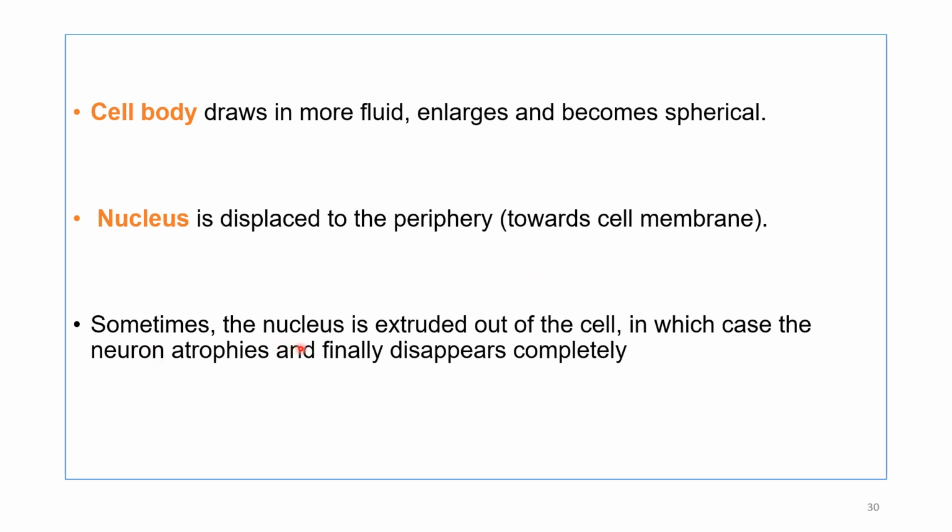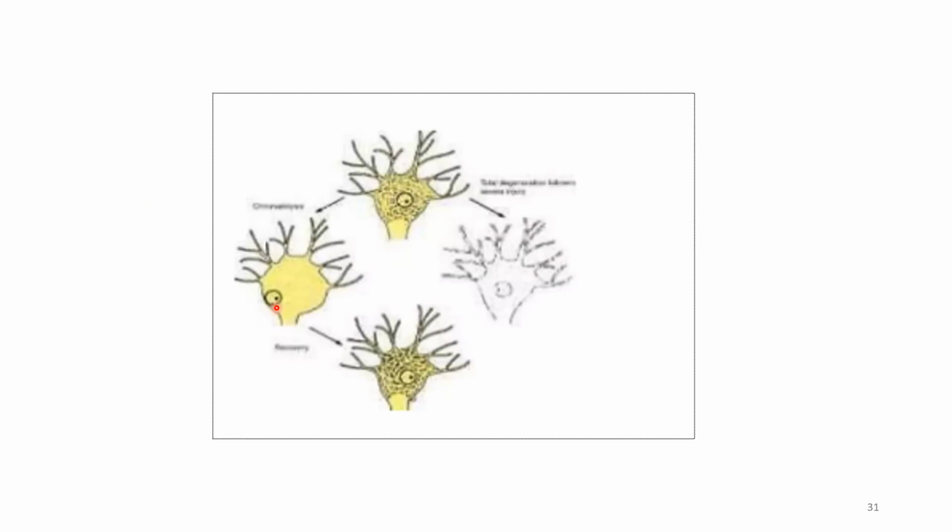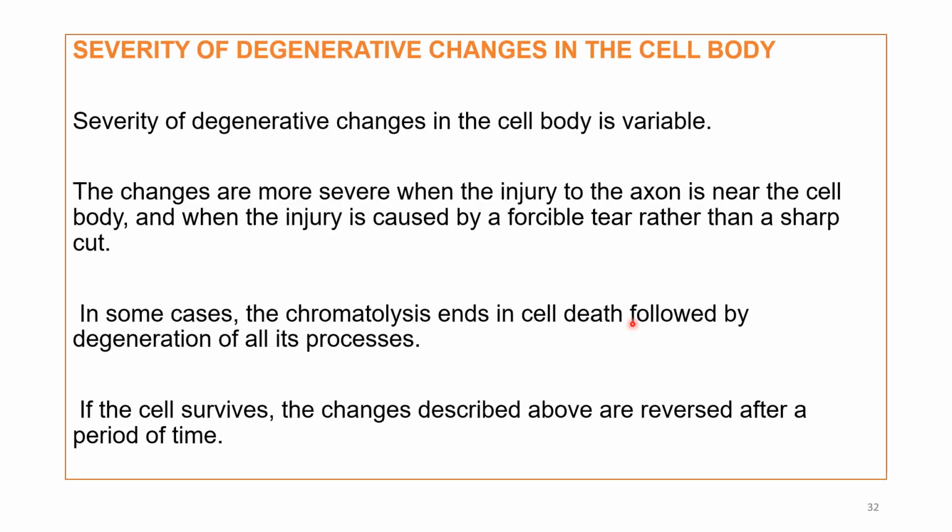Sometimes what happens? The nucleus is extruded out of the cell. In that case, the neuron atrophies and finally disappears. See here, this is a normal cell body. So now the cell body has swollen and this nucleus has gone to one side. If regeneration happens, it will become normal, or otherwise if it is extruded, then the entire neuron will disappear.